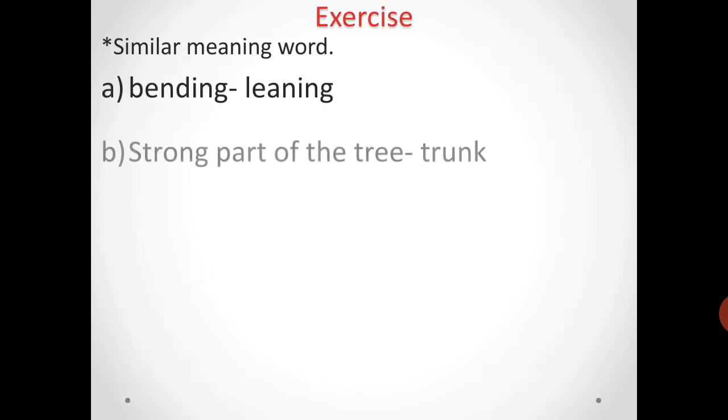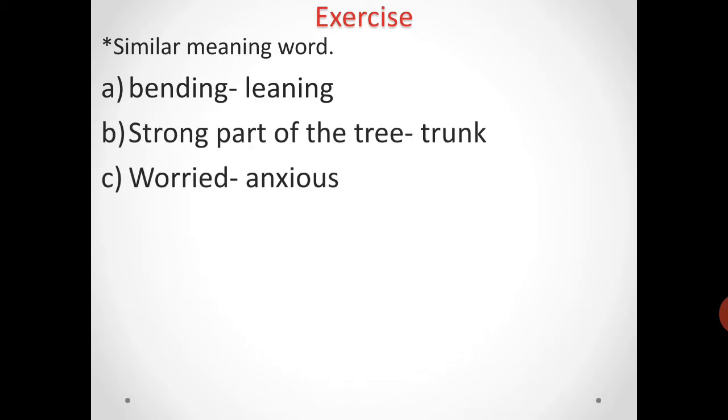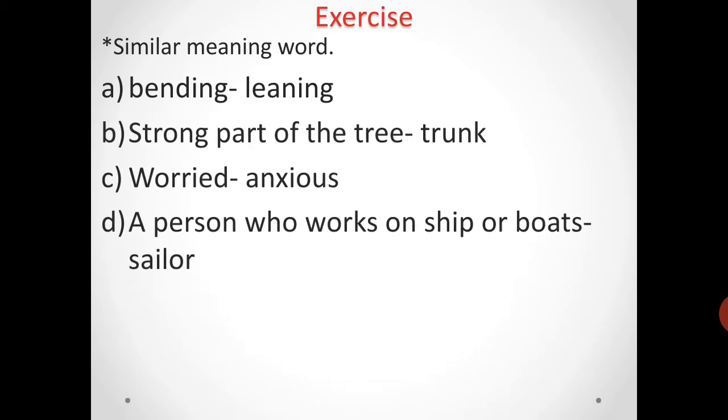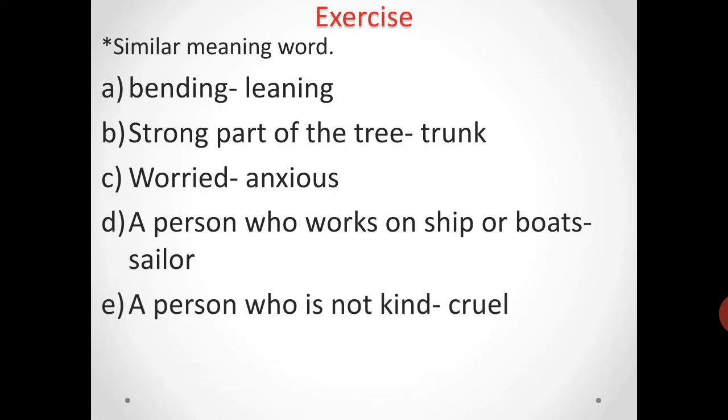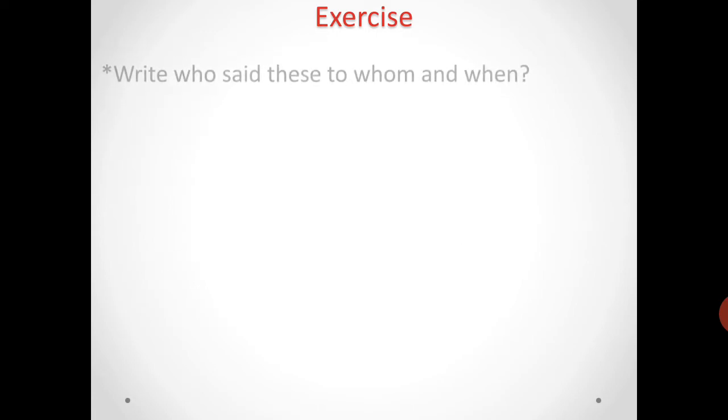Now the exercise number two. Similar meaning words we have to search from this lesson. Bending, leaning. Strong part of the tree, it means trunk. Worried, anxious. A person who works on ships or boats is called a sailor. A person who is not kind, it means cruel. These are the similar meaning words from this lesson.